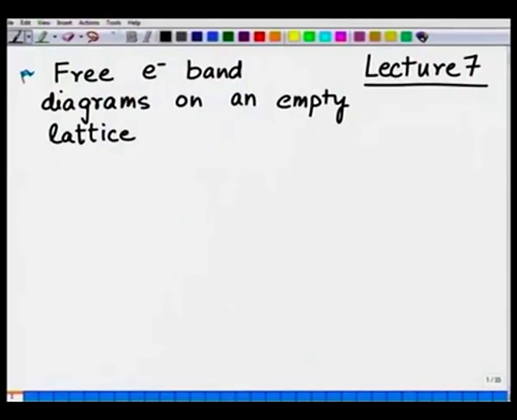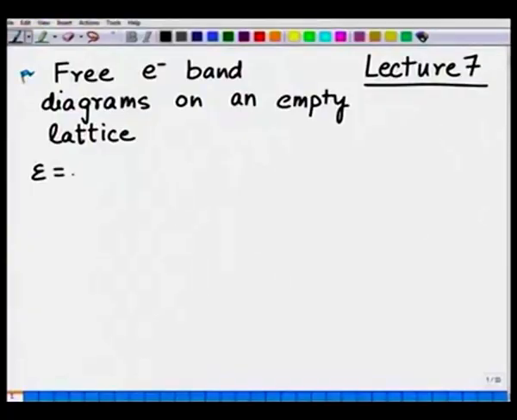Okay, welcome to lecture number 7. Today what we are going to do is plot these free electron band diagrams on an empty lattice. What that means I will explain in a minute, but let us recall what we did.